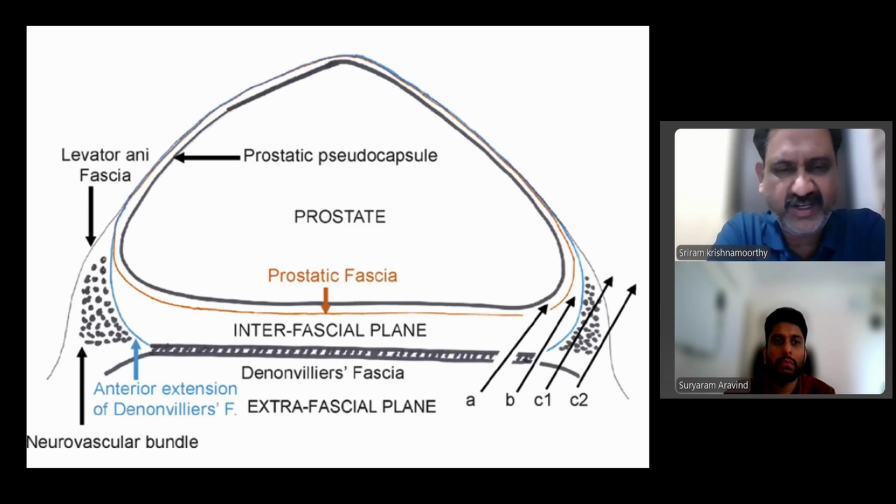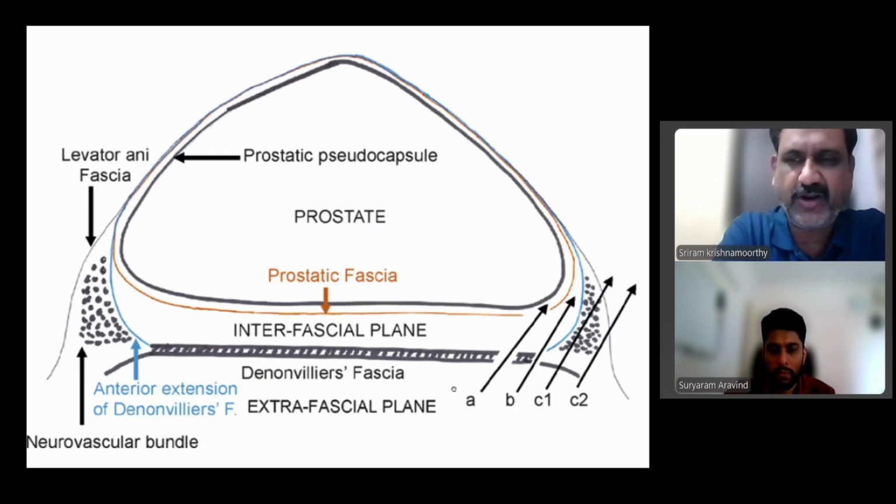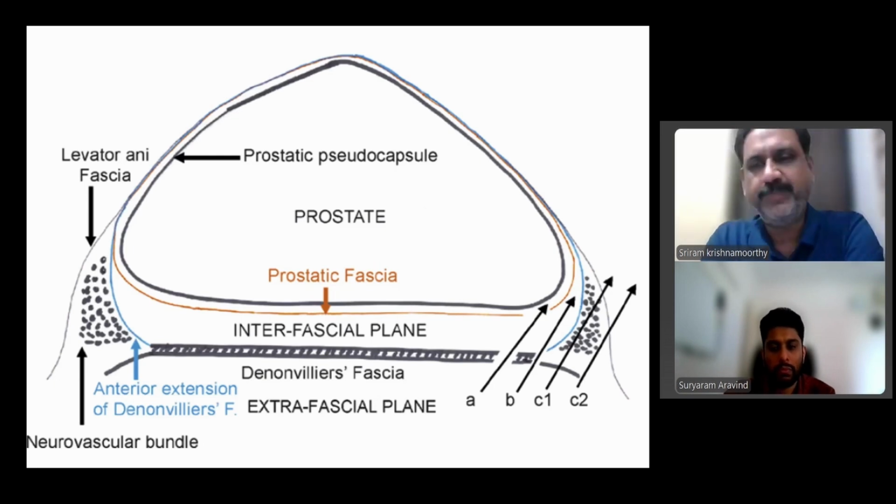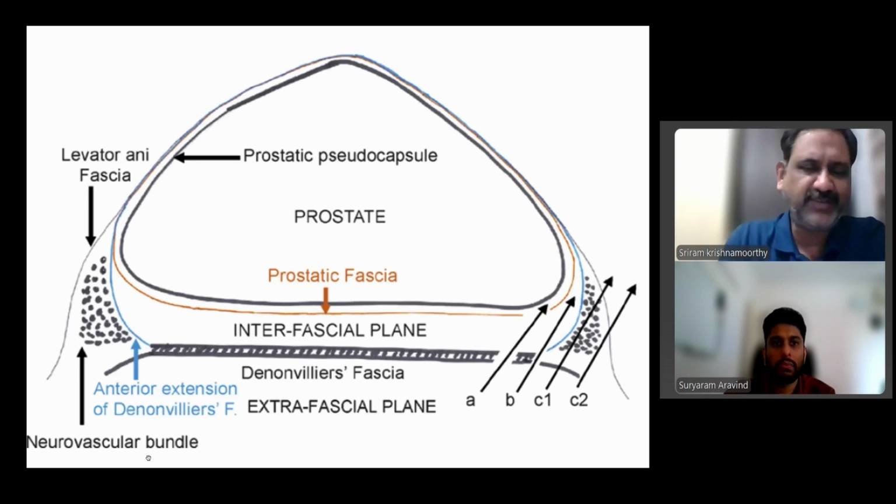The third one is the extrafascial, where you create a plane outside the Denonvilliers fascia and scoop out the Denonvilliers fascia along with the prostate, so you are not greatly worried about preserving it. If it is preserved, let it be. If it is not preserved, you don't mind injuring the neurovascular bundle. Take it out along with the neurovascular bundle. That becomes a nerve non-sparing prostatectomy. These are the three types of radical prostatectomy.